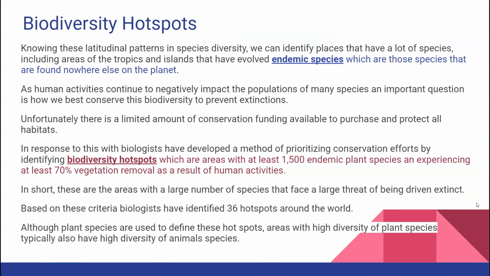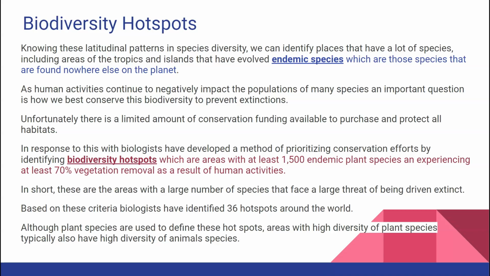So then we have biodiversity hotspots. So knowing these patterns of latitudinal species diversity, we can identify places that have a lot of species, including areas of the tropics and islands that have evolved endemic species. And as we've discussed, endemic species are species that are found nowhere else on the planet.